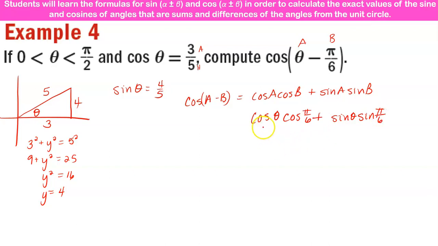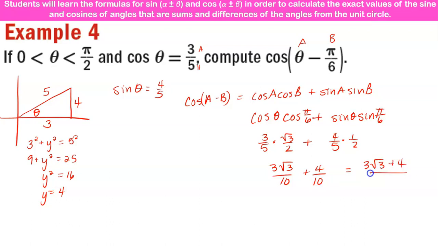So the cosine of theta is 3/5. The cosine of pi over 6 is the square root of 3 over 2. Plus the sine of theta is 4/5. And the sine of pi over 6 is 1/2. So I have 3 square roots of 3 divided by 10 plus 4 divided by 10. So that would give me 3 square roots of 3 plus 4, divided by 10.